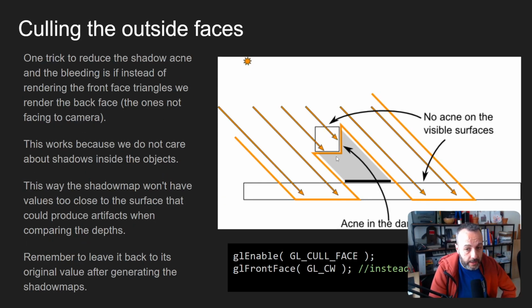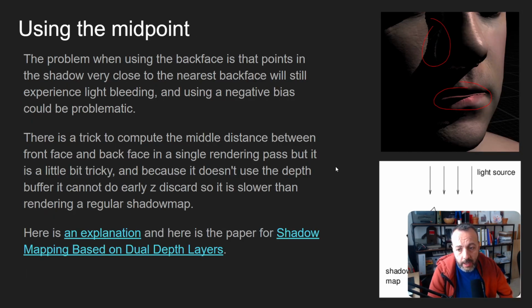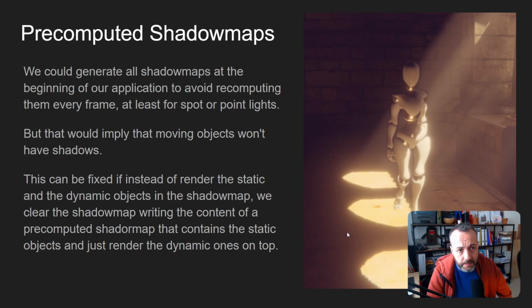I said before that there's a trick of rendering the inside faces, not the outside faces, if you want to. This solves some of these problems in some maps, not in all of them. There is also another approach where you render not the front face, not the back face, but the middle face, which you have to compute first, which is kind of painful to do, so I don't recommend it, but that solves this problem in many cases.